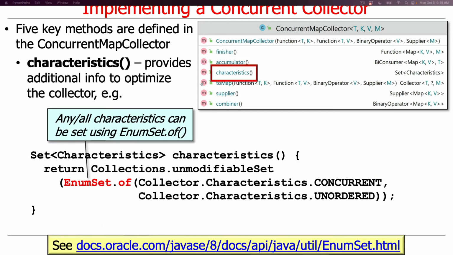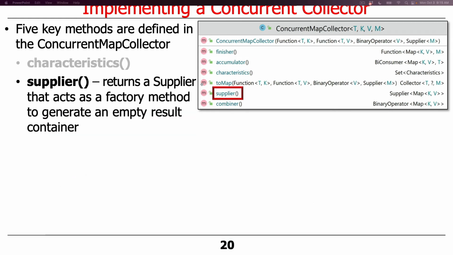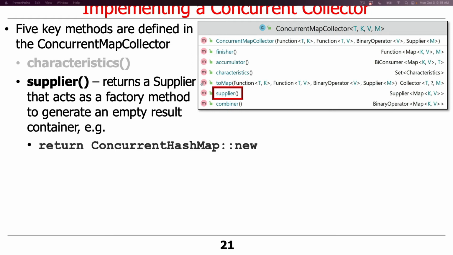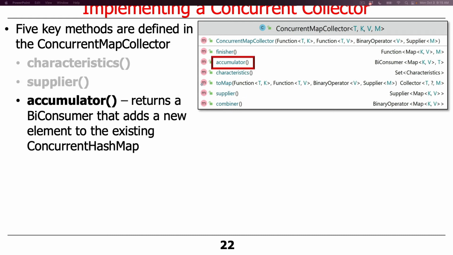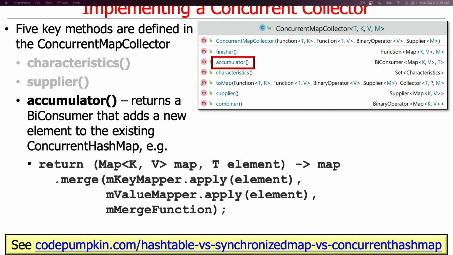And here's what we do. We just return a set of these characteristics for concurrent and unordered. The supplier returns a supplier that's going to act as the factory method to generate an empty mutable result container. In this case, it's going to be ConcurrentHashMap::new. That's the constructor reference for ConcurrentHashMap. The accumulator returns something called a BiConsumer that'll be used to add a new element to the existing ConcurrentHashMap. And this is what this method looks like.